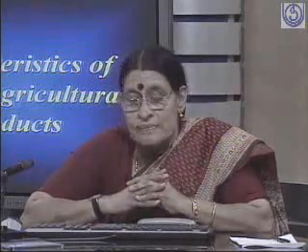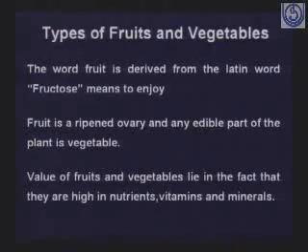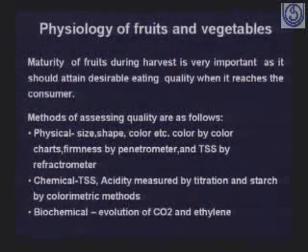Types of fruits and vegetables we'll cover. The word fruit is derived from the Latin word which means to enjoy. Fruit is a ripened ovary, and any edible part of the plant is called a vegetable. The value of fruits and vegetables lies in the fact that they are high in nutrients like minerals and vitamins.